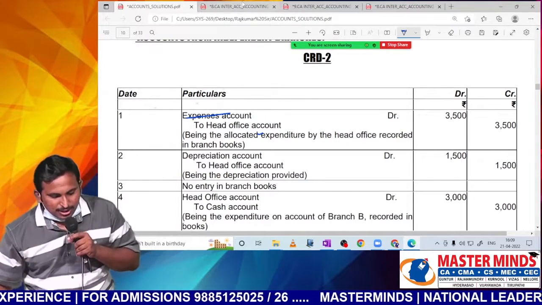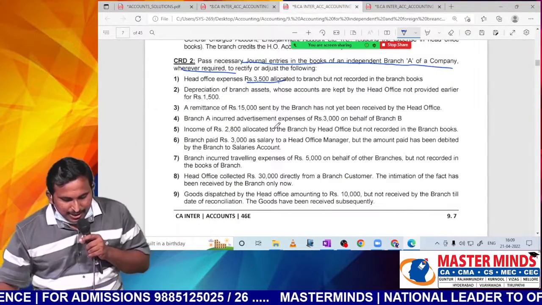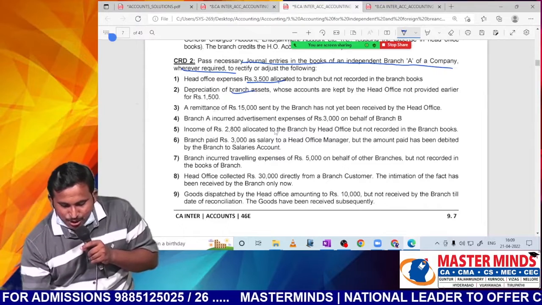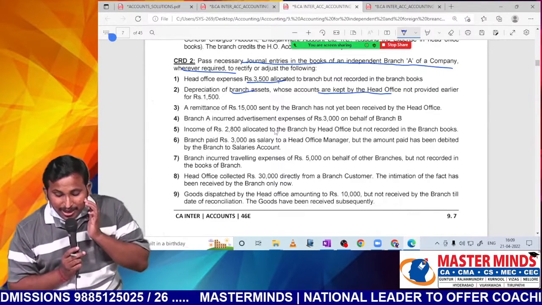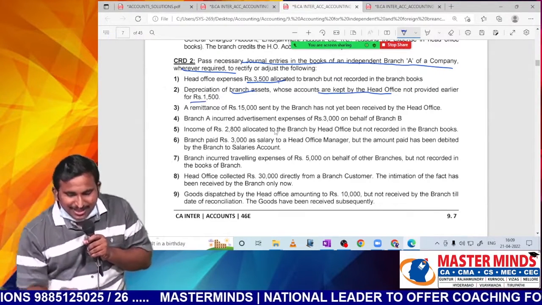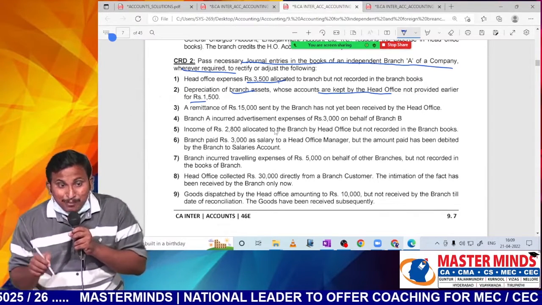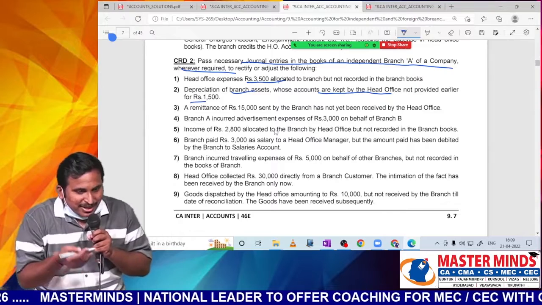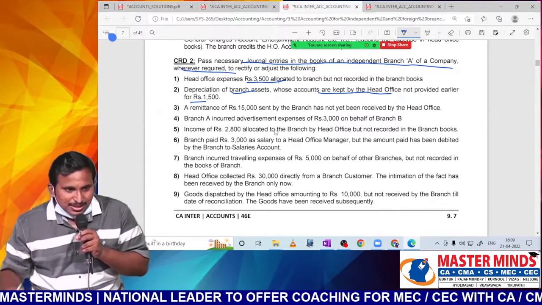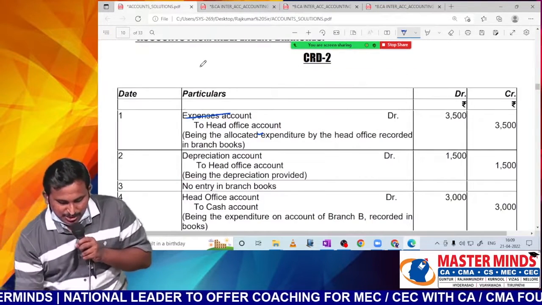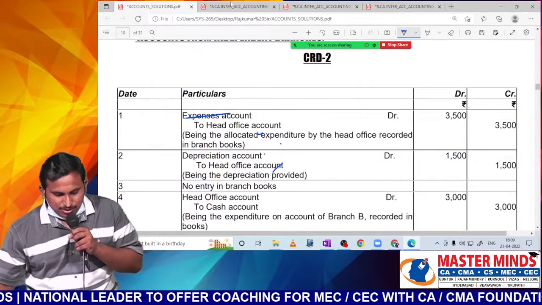Same logic. Next, second entry, depreciation of branch assets whose accounts are kept by head office, not provided earlier. That is not provided. Now we have to provide it. We have to provide depreciation in branch, sir. So depreciation will debit, but the asset is not there with us, so thereby we have to credit head office. So depreciation to head office. So hope it is clear.